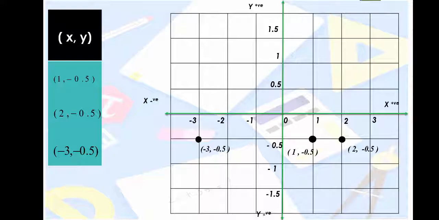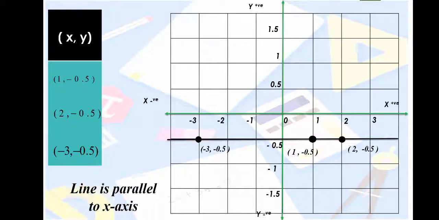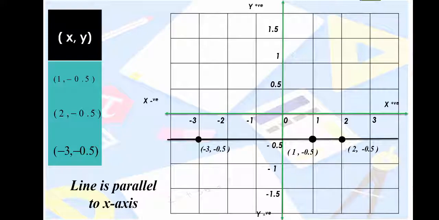Now join these points. Now you have to see whether it is parallel to x-axis or y-axis. So here you can see that this black line is parallel to x-axis. So in the end you have to mention that the line is parallel to x-axis.